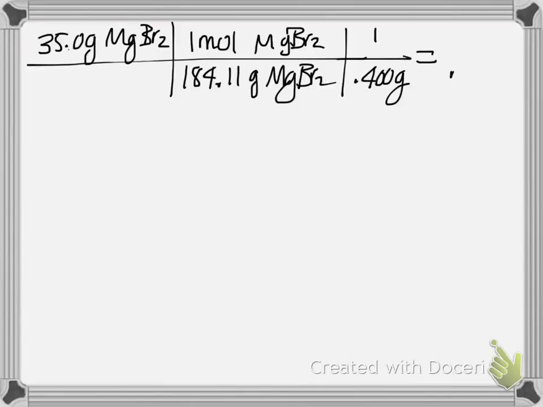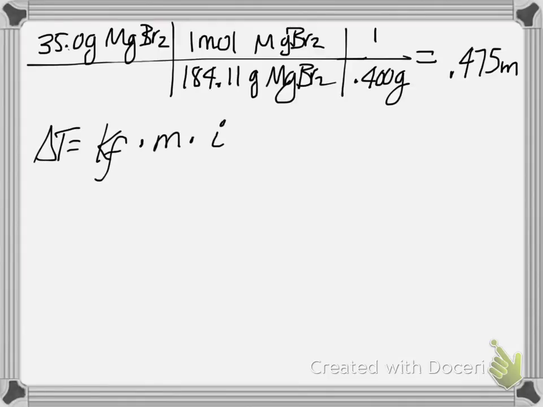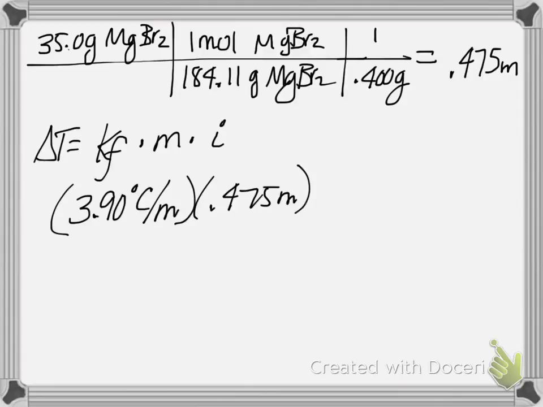The molality is 0.475. Well, that would have really given us some strange numbers. Okay, so that's our molality. So now we're ready to do delta T equals Kf times m times i. Kf from the chart is 3.90 degrees Celsius over molality times 0.475. How many particles does magnesium bromide break into? 3. So now I get delta T is 5.56.